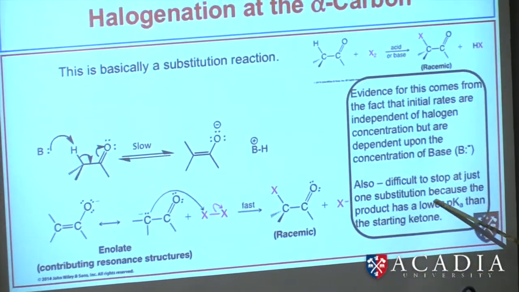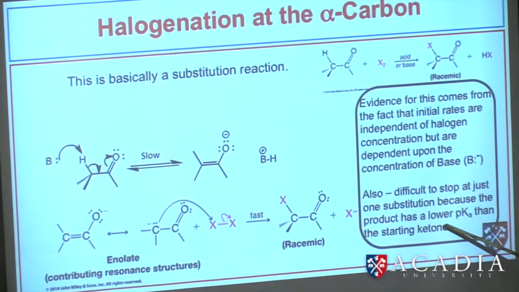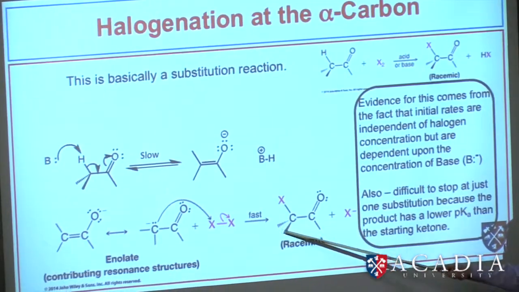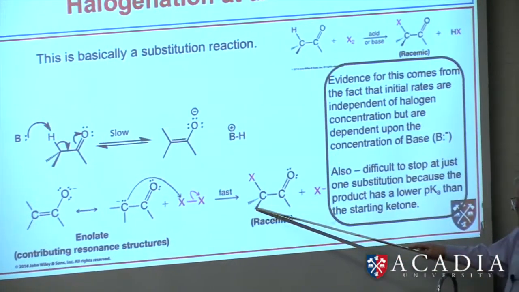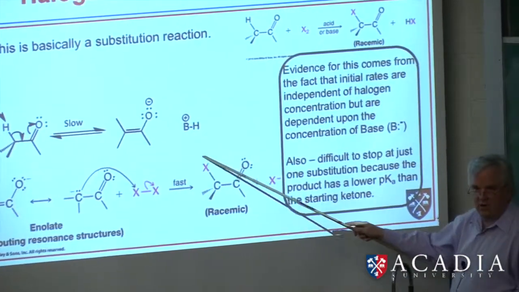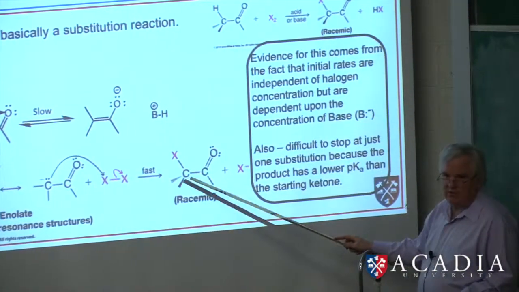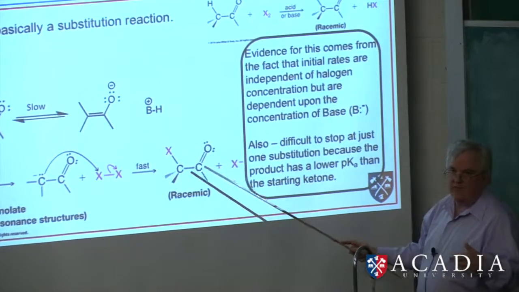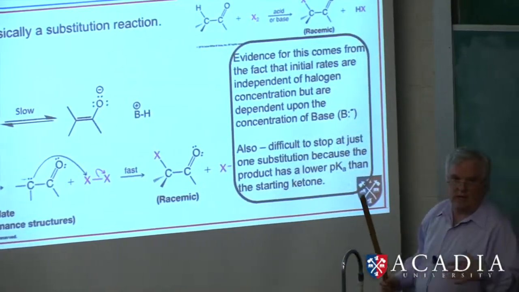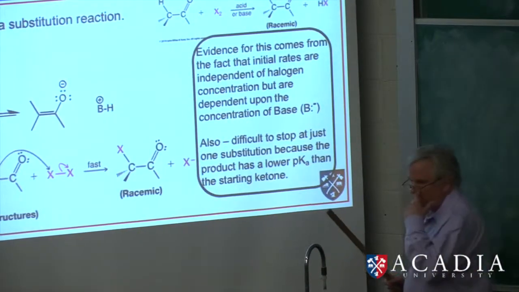It's difficult to stop at just one substitution because the product has a lower pKa. If there are more protons here, they become more acidic than that proton was because of the electron withdrawing nature of the halogen. So it's difficult to stop at just one. If there are multiple protons on our alpha carbon, we will get multiple substitutions of those protons.